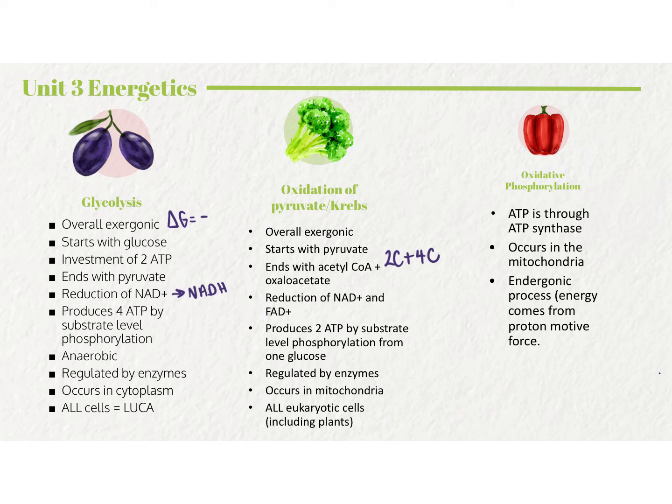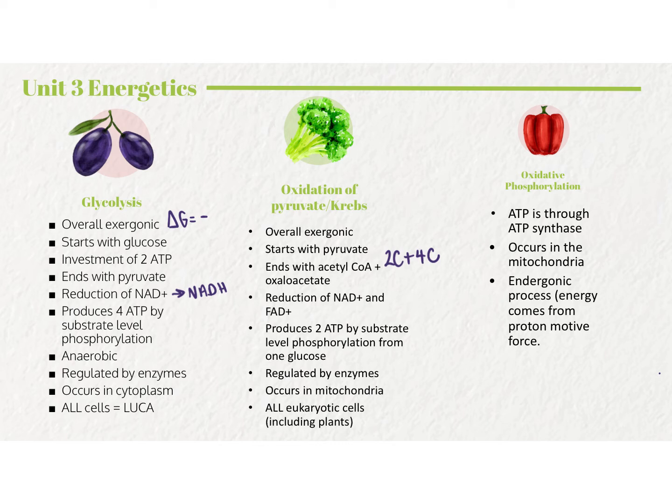There's also going to be the substrate level phosphorylation that occurs. And so we get 2 more additional ATP formed from 1 molecule of glucose as the products go through the Krebs cycle. It is once again regulated by enzymes and occurs in the matrix of the mitochondria. And this occurs in every eukaryotic cell. And it's worth noting, this does include plants. Plants will go through cellular respiration as well.